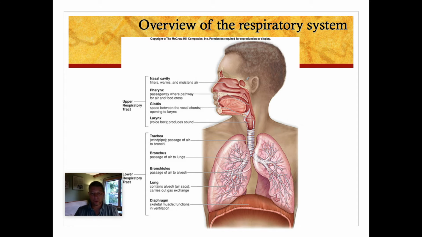The lower respiratory system consists of the trachea or the windpipe, and then the bronchi, which are these two branches that come off of the trachea. The smaller branches are called bronchioles, and then they end up in the tissue that we refer to as the lungs. Okay. One other thing that I do want to point out to you is this big muscle that separates the thoracic cavity from the abdominal cavity. This is called the diaphragm, and it is a voluntary muscle that actually helps us to breathe.